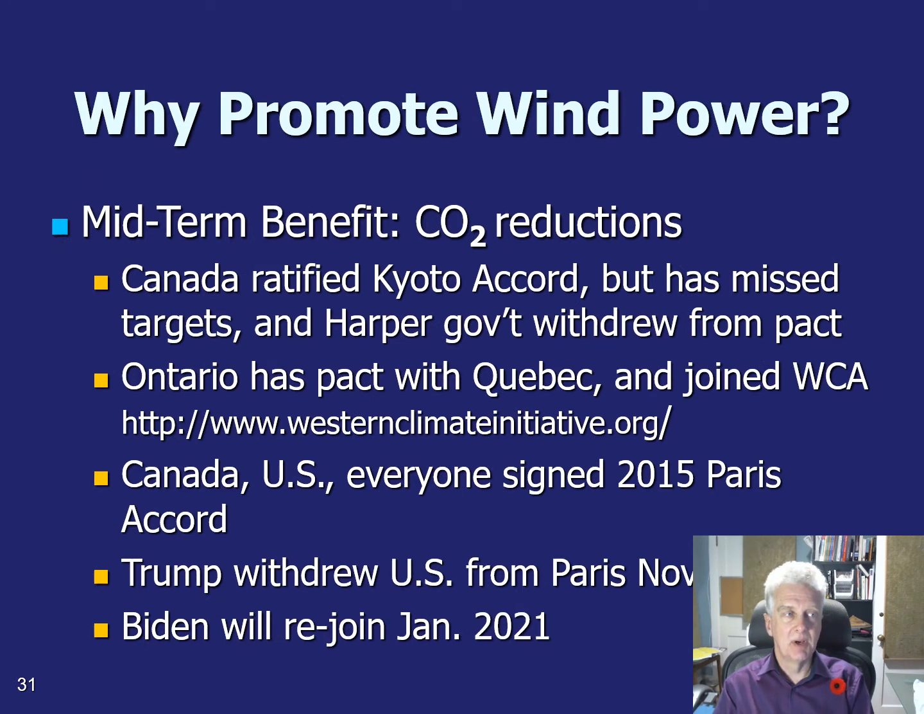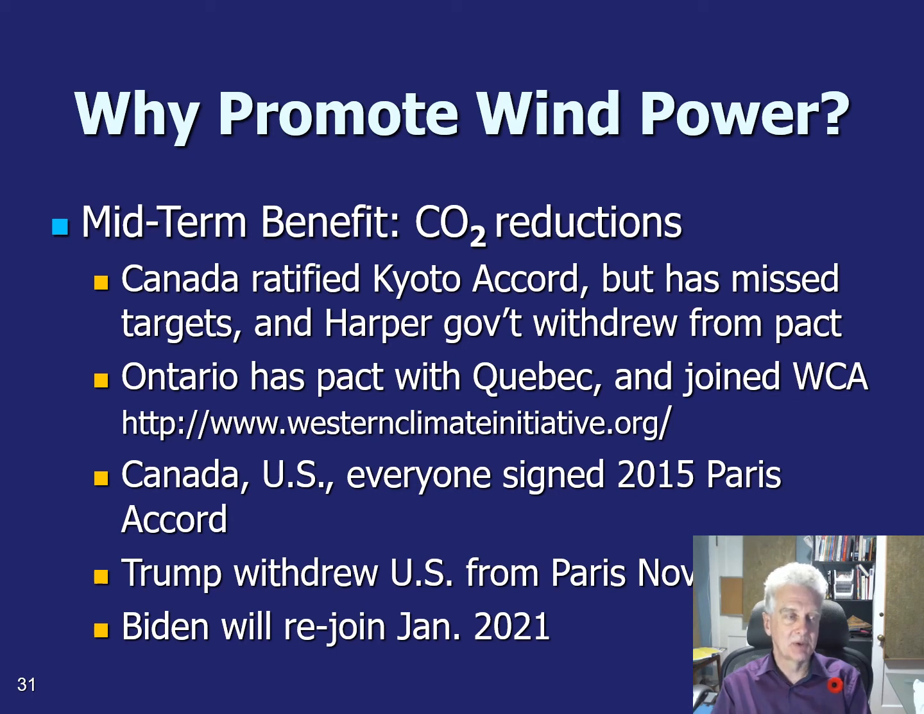So in the midterm, one of the big benefits from going to wind power is reducing your CO2 emissions. Wind doesn't emit CO2. Canada had ratified the Kyoto Accord in the first decade of the 2000s, and we missed our targets that we set, and that was a sort of legally binding treaty. The Harper government withdrew us from the pact rather than make changes that would have allowed us to cut our emissions to what we'd said we would go for. There was a below-national, subnational scale pact called the Western Climate Initiative. Ontario and Quebec had joined in that, and that was a project towards sort of creating cap and trade.